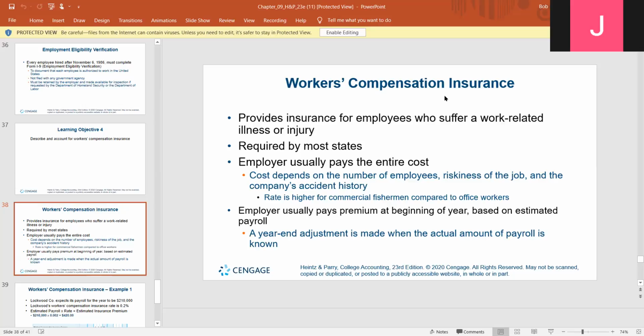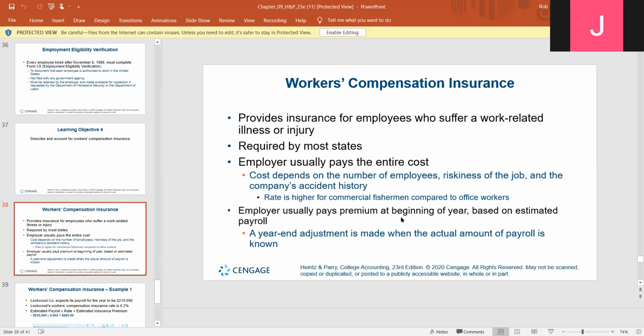It depends on the number of employees, the riskiness of the job, and the company's accident history. For example, a commercial fisherman has much more dangerous work to perform than does somebody in an office. So the rate would be very high for a commercial fisherman.